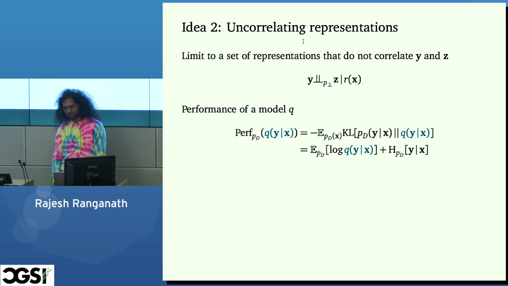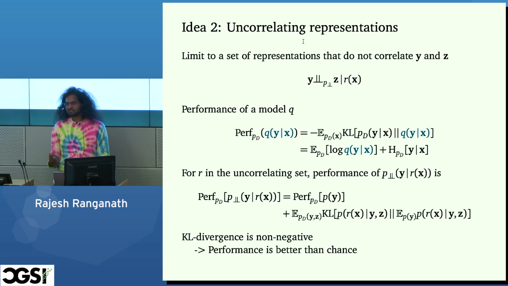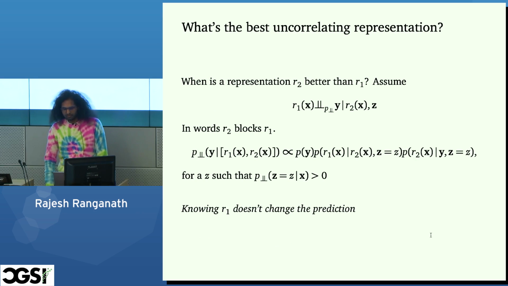The math doesn't matter too much at this point. Probably what you want to get the intuition of is that performance is positive, so bigger numbers are better. And we get our first overall positive result, where for a representation in this uncorrelating set, we can say that the performance is better than chance. Chance is just guessing from the marginal without any features, and this term here is non-negative. But better than chance is the bare minimum of where we can start from. We want to know what is the best representation.